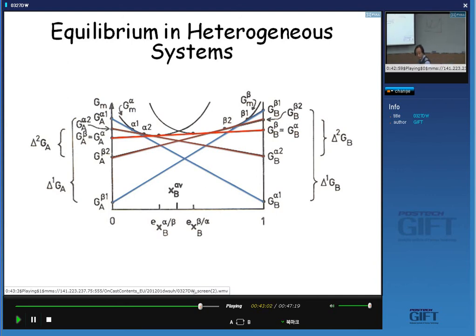This process definitely changes the composition of alpha and beta. So the composition of alpha will gradually move in this direction, and the composition of beta will move along this direction, until the chemical potential of A in alpha and beta, and of B in alpha and beta, reach an equivalent value. Okay? That is the physical meaning of constructing the tangent line to obtain the equilibrium state.